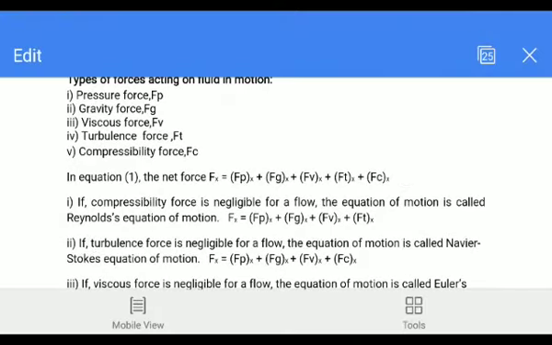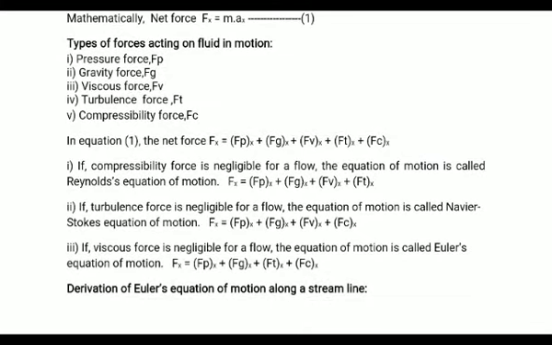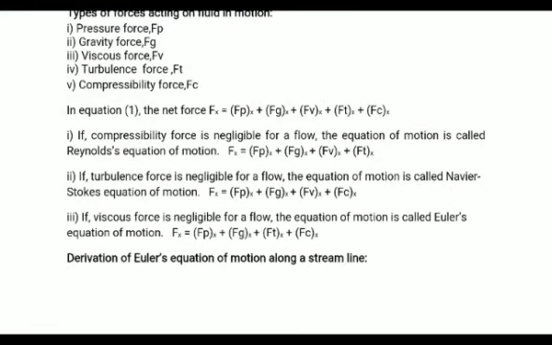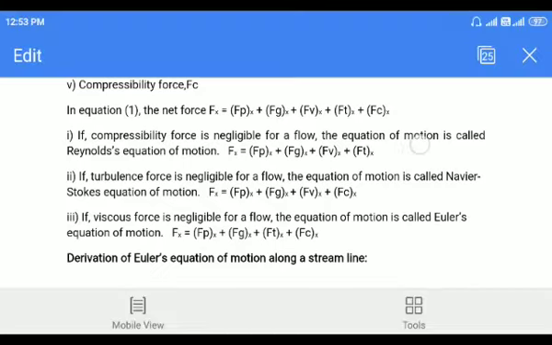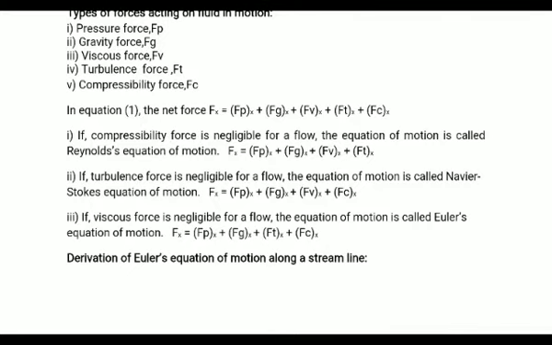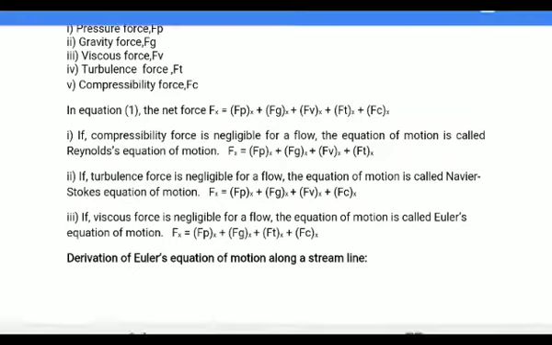Therefore, equation 1 I can write like this: Fx is equal to Fpx plus Fgx plus Fvx plus Ftx plus Fcx. Now for the net force, if you neglect some of the forces, you will get new equations. First, if you neglect the compressibility force, that is F suffix c, then you will get this equation, which is known as Reynolds equation of motion.